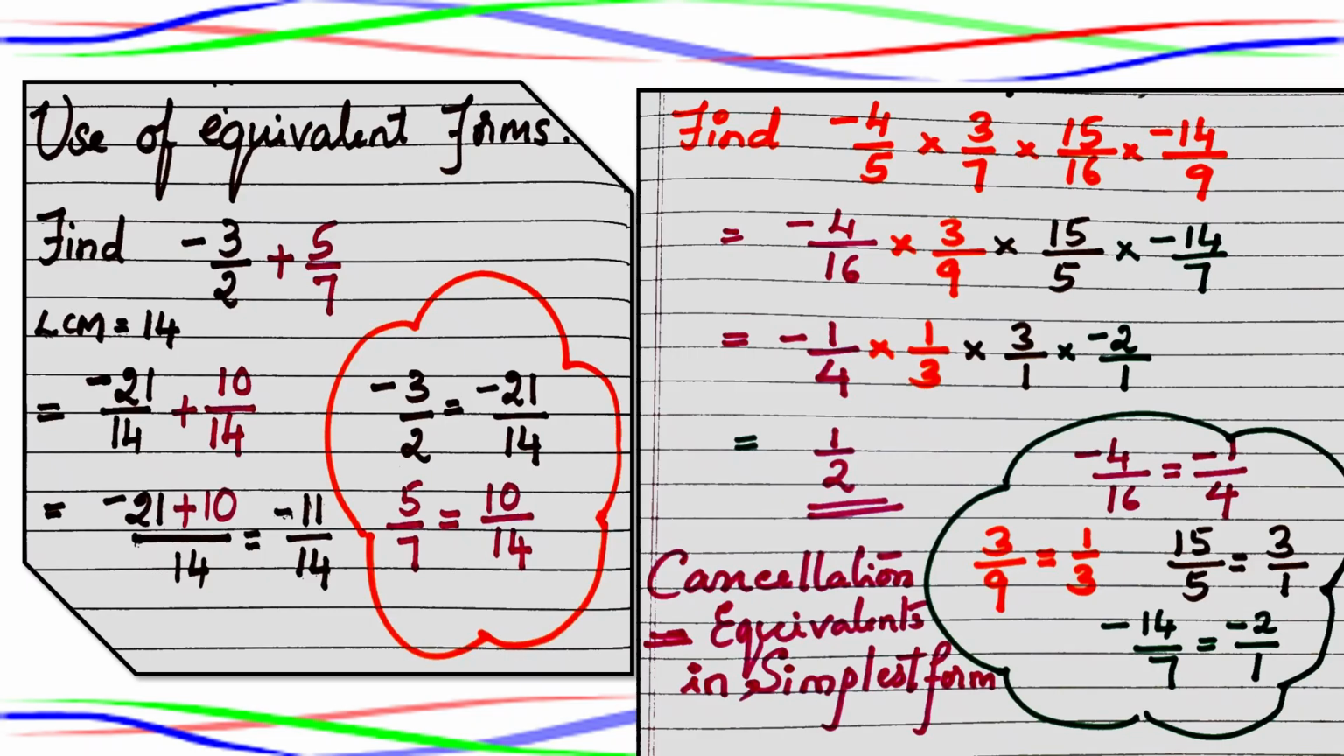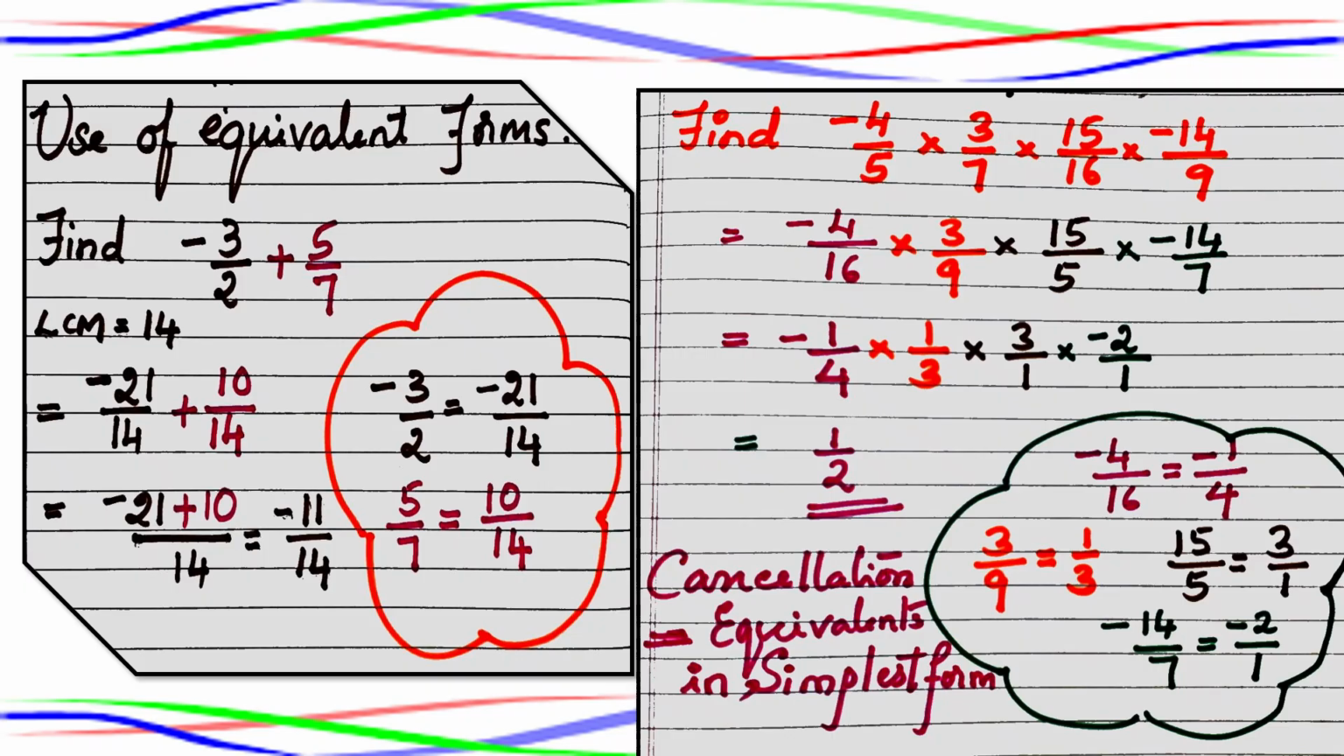You can observe minus 3 by 2 added to 5 by 7, LCM is 14. 2 and 7 are the denominators, LCM is 14. So minus 3 by 2 becomes minus 21 by 14. How is it? 2 sevens are 14, minus 3 sevens are minus 21. Similarly, 5 by 7, 7 twos are 14, 5 twos are 10. And when we add, we get minus 11 by 14.